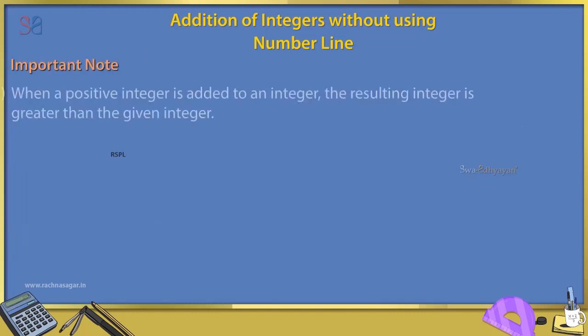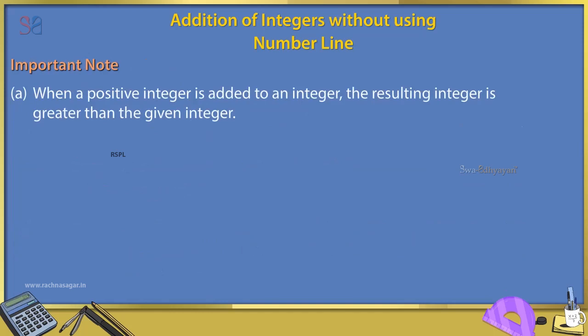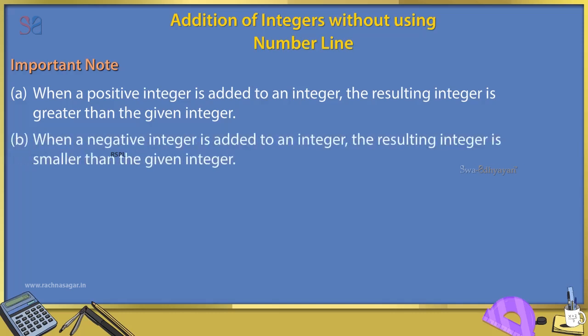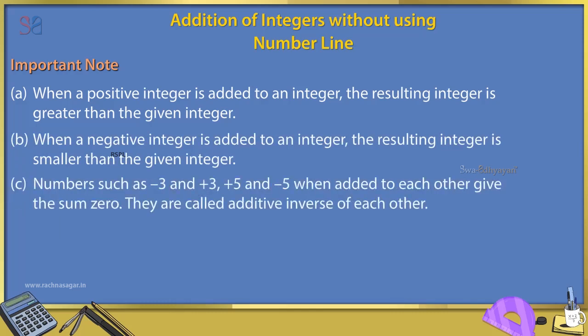Important note. A. When a positive integer is added to an integer, the resulting integer is greater than the given integer. B. When a negative integer is added to an integer, the resulting integer is smaller than the given integer. C. Numbers such as -3 and +3, +5 and -5, when added to each other, give the sum 0. They are called additive inverse of each other.